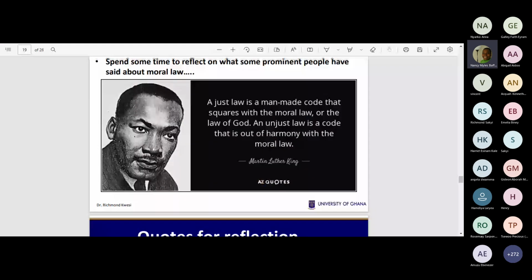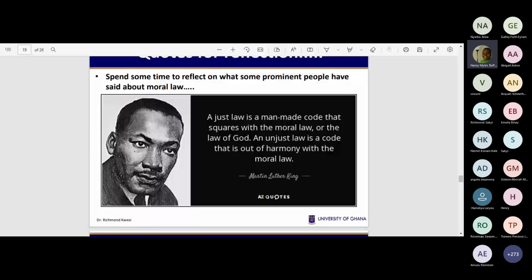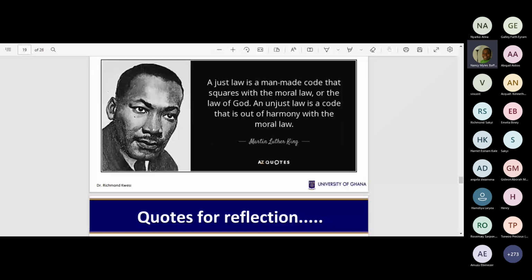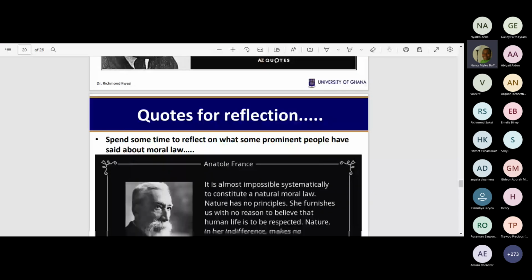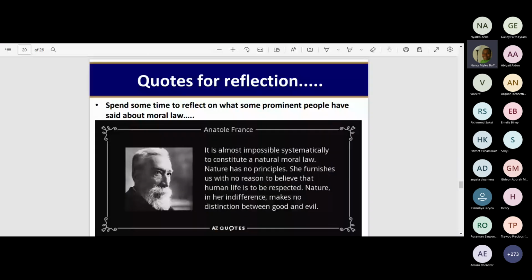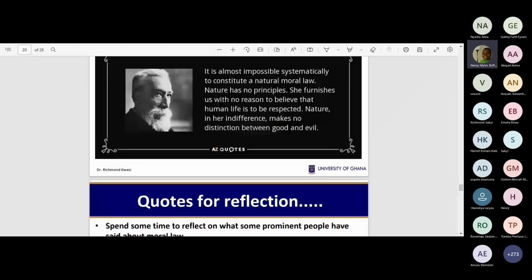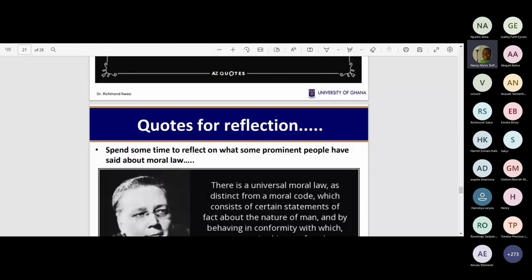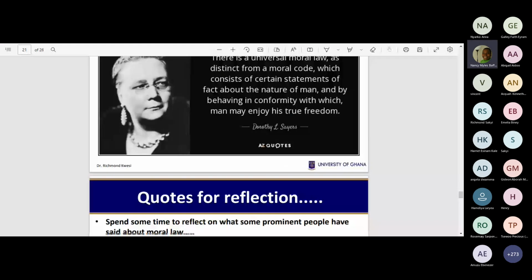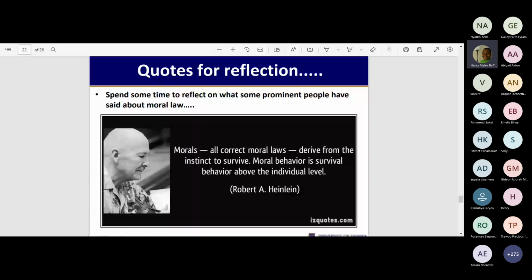This is Martin Luther King, and that's a conception of law. "A just law is a man-made code that squares with the moral law or the law of God. An unjust law is a code that is out of harmony with the moral law." Unquote. These are all quotations just for your reflection, as you engage with different connotations of the word law. Look at how someone else quotes Anatole France, how he thinks of law. There comes Dorothy Sayers. Some quotes for reflection. These are all just for reflection.